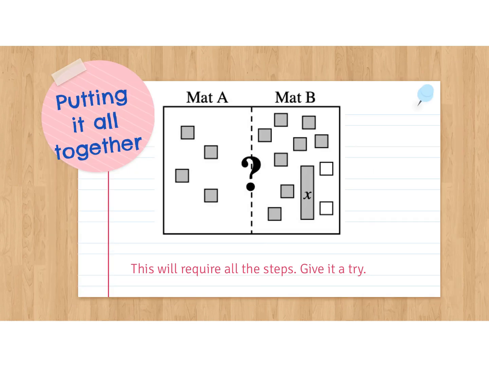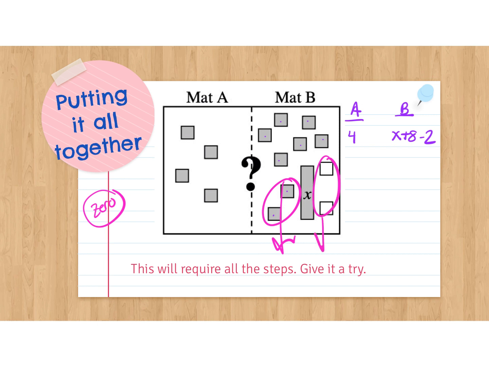So this slide is the slide that puts it all together. Let's start by writing down what we have on mat A. So mat A has 4 unit tiles. Mat B has an X plus 1, 2, 3, 4, 5, 6, 7, 8 minus 2. The first thing that we want to do are the 0 pairs. We only have 2 sets of 0 pairs on mat B, right there. Okay, now we want to do our removing of balanced sets.